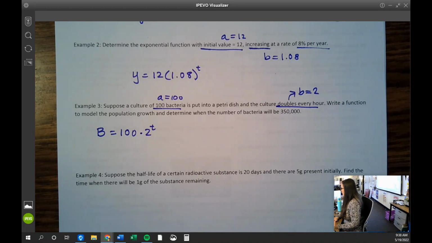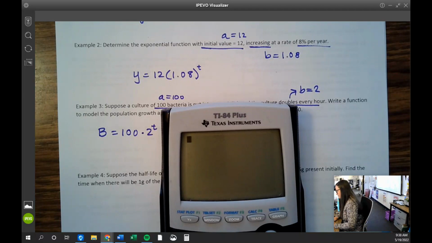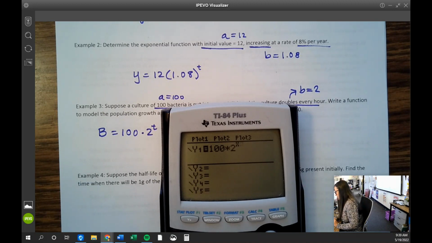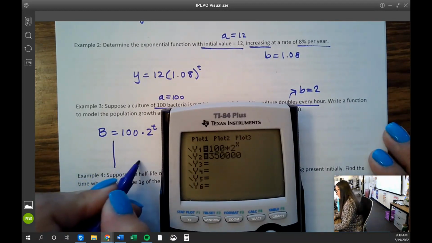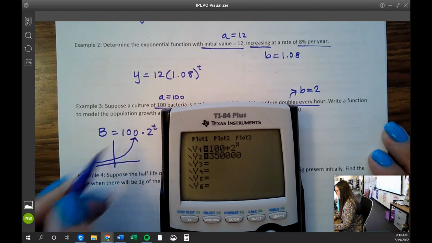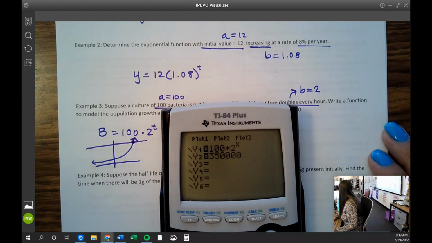Now, I don't know about you, but I don't want to sit here trying to just punch in numbers until we get to 350,000. Okay? So what I'm going to do is I'm going to use my calculator. And I'm going to type this in. And I'm also going to type in 350,000. And I'm going to get this graph that goes like this. And eventually, it will hit 350,000, and I can find that intersection.